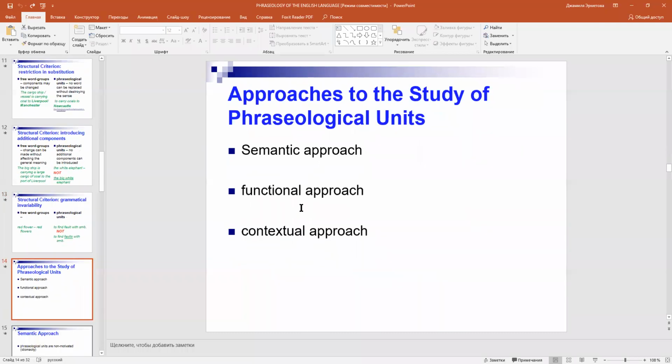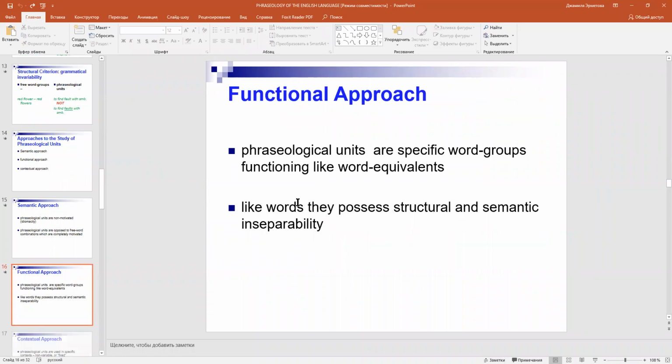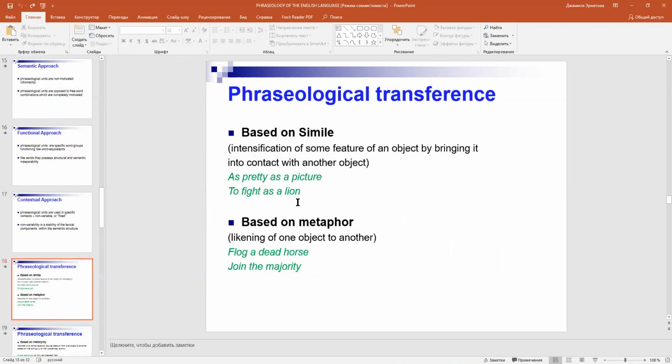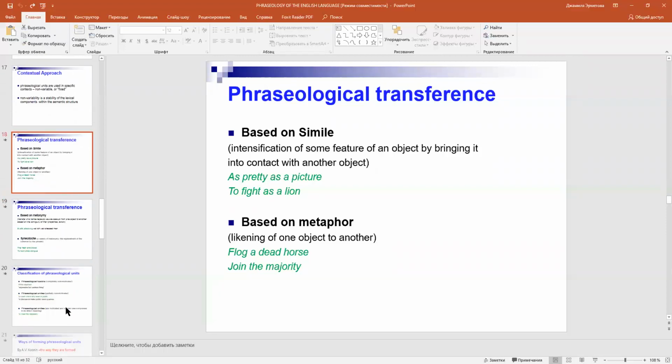So approach, semantic, functional, contextual approach are very concretely given here. And there are transferences of phraseological units. They can be based on simile. What is simile? You know it from stylistics, as pretty as a picture, or to fight as a lion. They are phraseological units based on simile. Phraseological units may be based on metaphor. For example, flock at that force, join as a majority, etc.